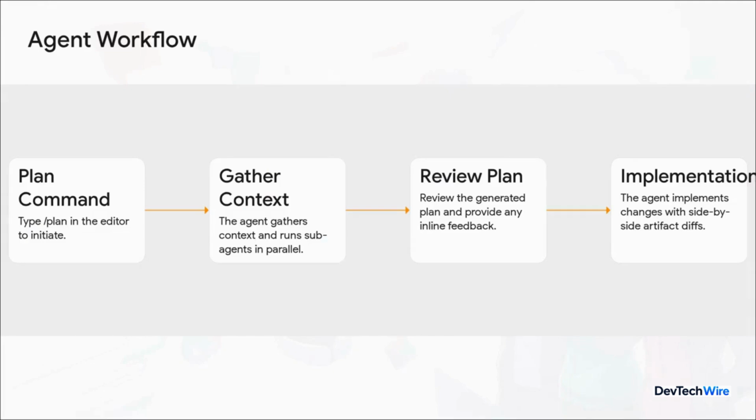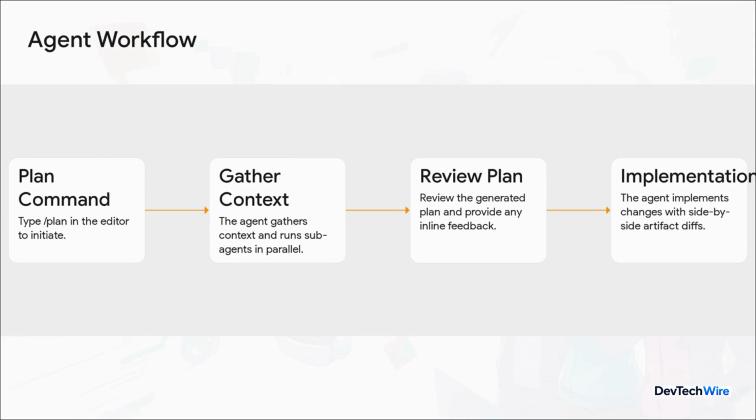Okay, this is a real game changer. Agent conversations no longer float in some disconnected, separate window. They live right inside your editor pane. But the absolutely crucial point here is how you initiate complex tasks. When you type the -plan command, the agent actually stops and thinks. It gathers all the necessary project context, and get this, it can even spin up subagents to work in parallel.